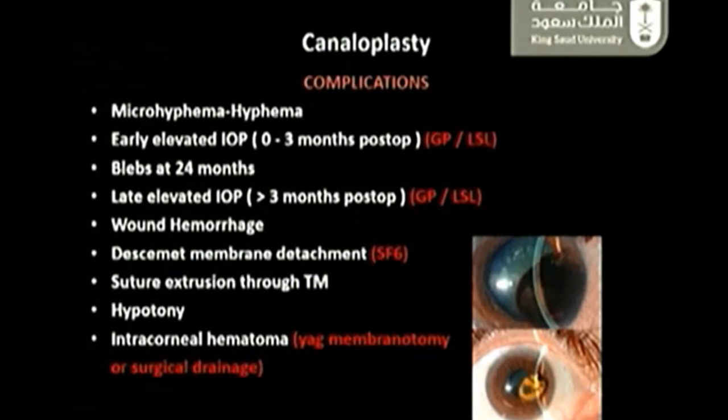The complications of canaloplasty that can occur: microhyphema and hyphema, and early elevated IOP within the first 3 months. You can manage it by goniopuncture or laser suture lysis. You can develop a bleb at 24 months. And remember that we will close the flap tightly, so we don't want the presence of a bleb in canaloplasty. You can have a late elevation of the intraocular pressure more than 3 months postoperatively. You can have wound hemorrhage, Descemet membrane detachment, suture extrusion through the trabecular meshwork, hypotony, and sometimes intracorneal hematoma or bleeding, which is refluxing from the Schlemm canal going into the pre-Descemet space. Okay.